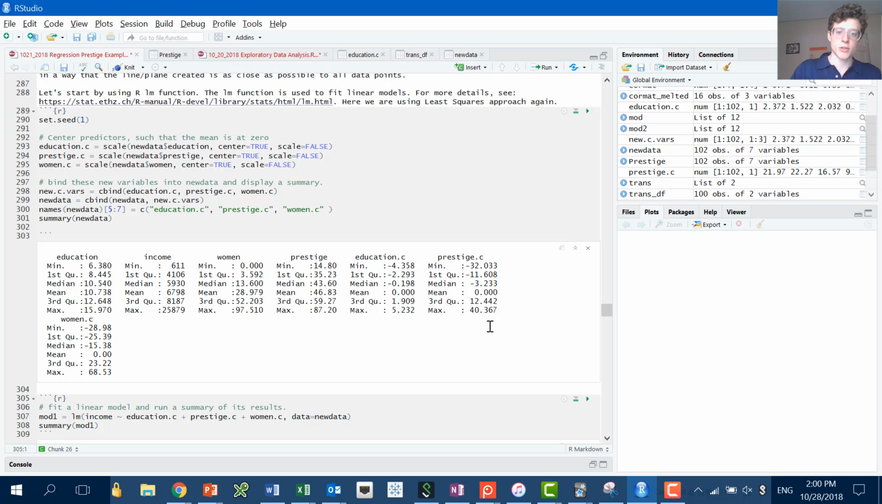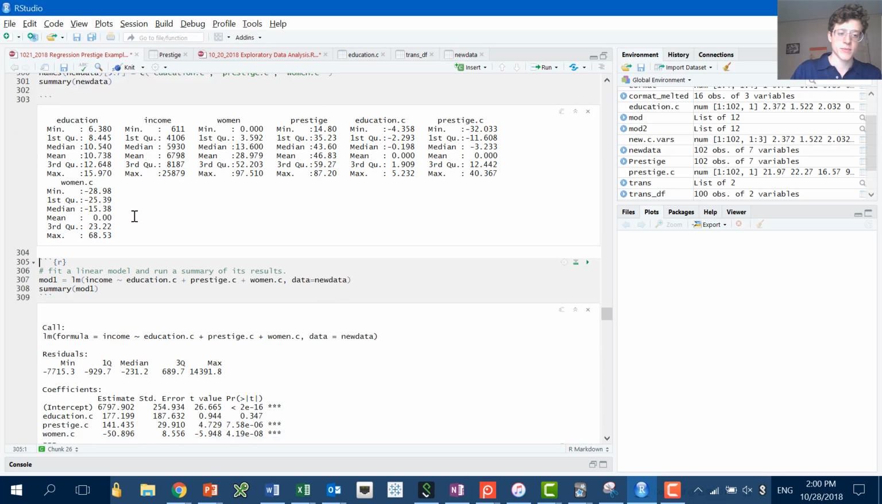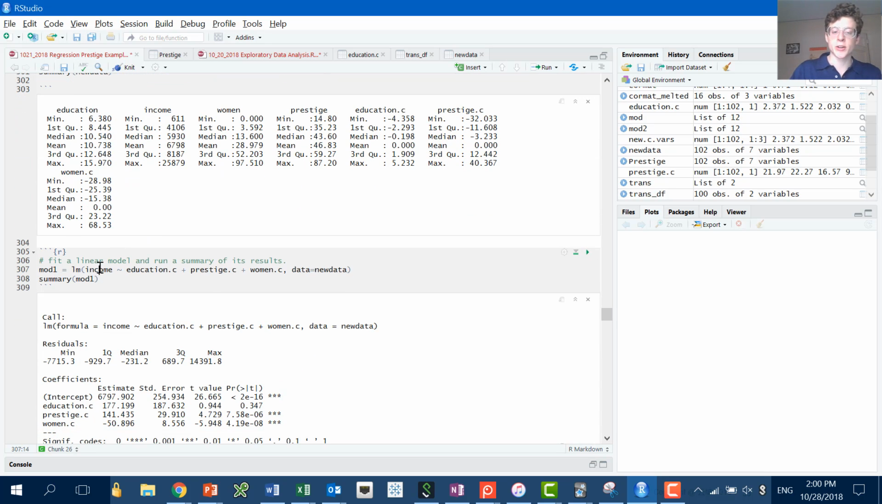So we've got our new variables, we've got our new centered variables around their mean. And let's build a multiple linear regression. You can use the exact same syntax. Income predicted by these three variables, just do a plus sign and then the same data set. So let's do that.